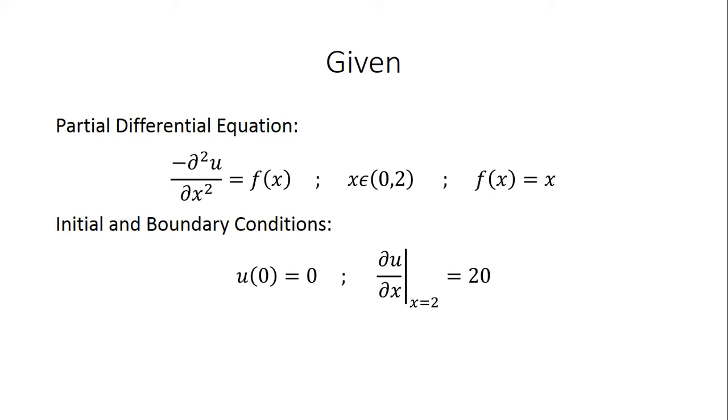Our initial condition is that u of 0 equals 0, so what this tells us is u's are our displacements, so the displacement at x equals 0 is equal to 0. And then we are given a boundary condition, which is a partial derivative of u with respect to x at x equals 2 is equal to 20. So this tells us that at x equals 2, there is a force of 20 at that point.